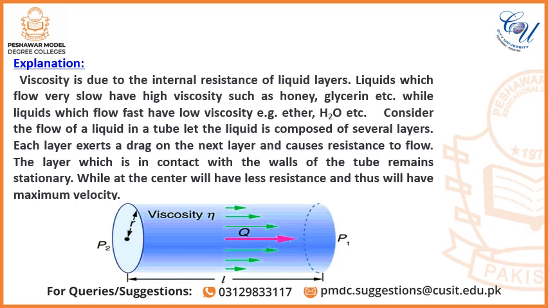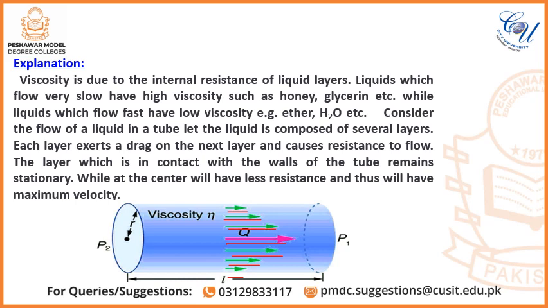Now let's consider the flow of a liquid in a tube. Let the liquid be composed of several layers. Look here, dear students, these are the several layers of liquid within a tube which have different velocities. So the different velocities of these layers are due to dragging or opposing force. Dear students, each layer exerts a drag on the next layer and causes resistance to flow.